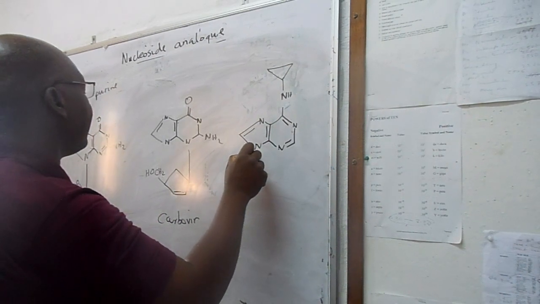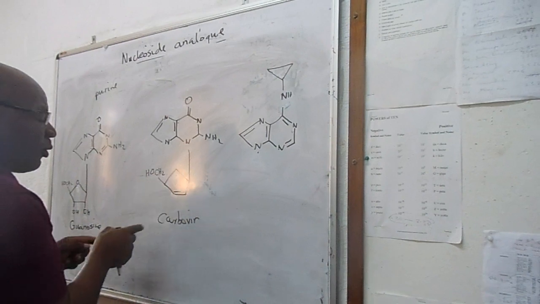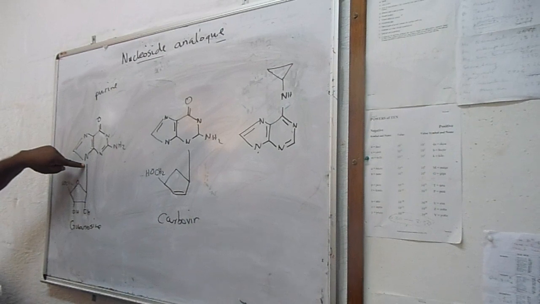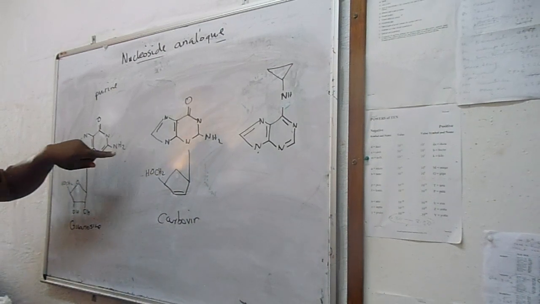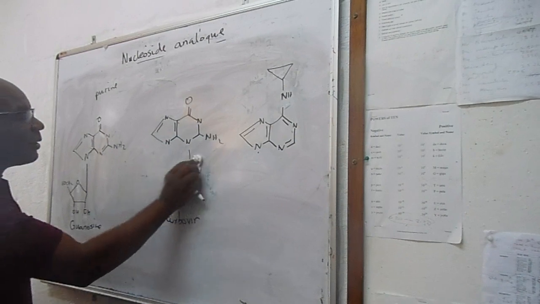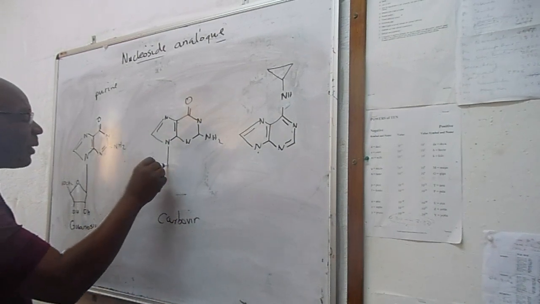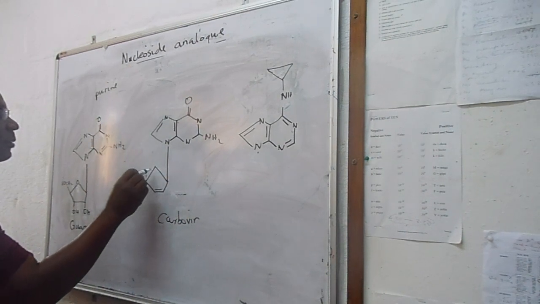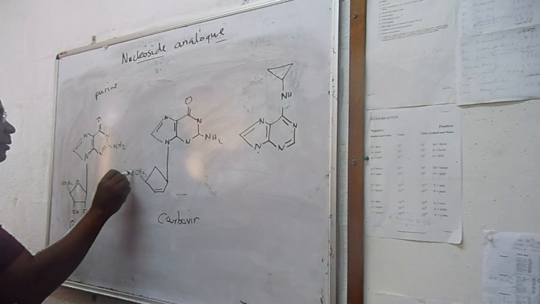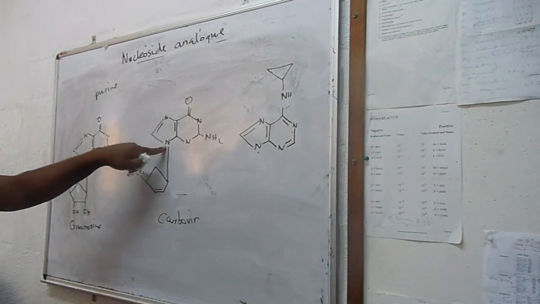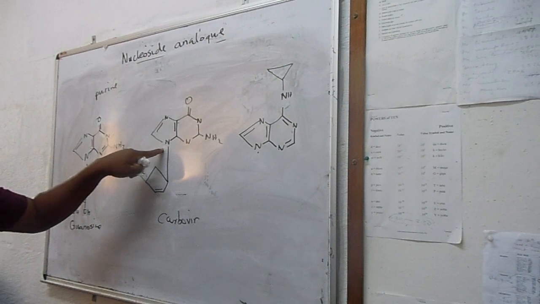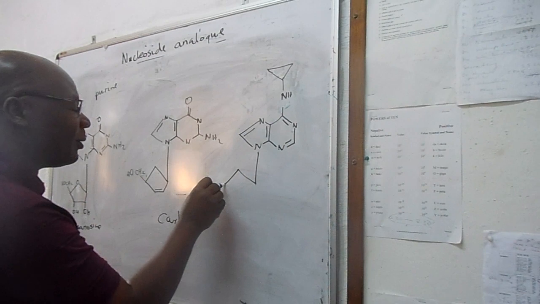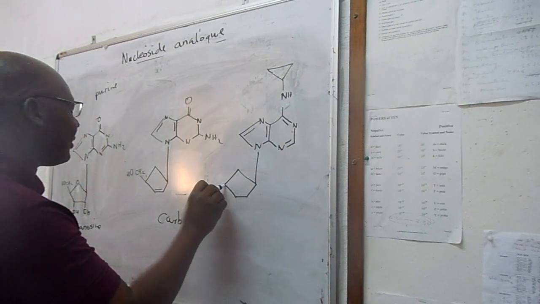Then, I'm sorry, I've written it wrongly. Please correct me. Remember where we're coming from, it has to be at position number 9. I put it at the wrong place. Sorry for that. The sugar must be attached to position number 9. Similarly here, it has to be attached at position number 9.